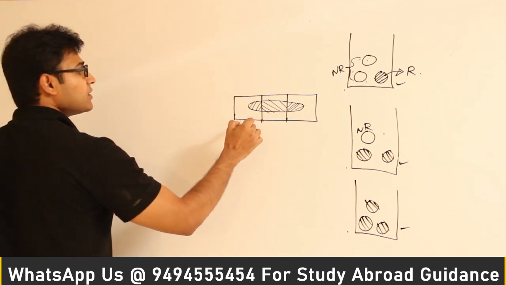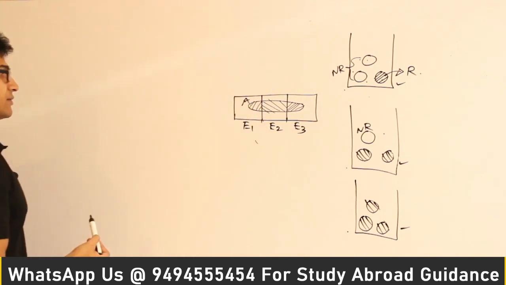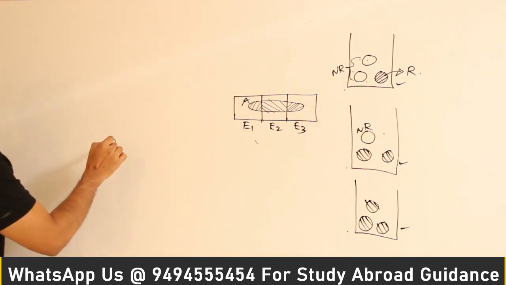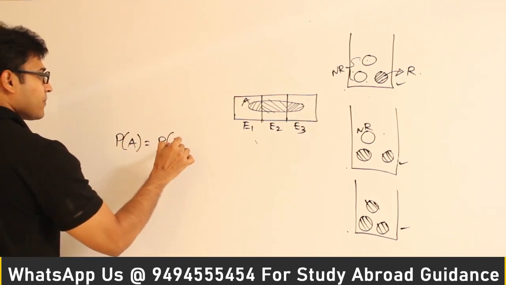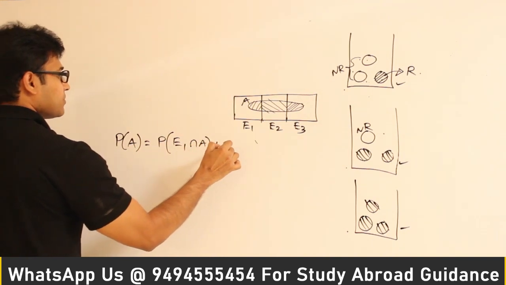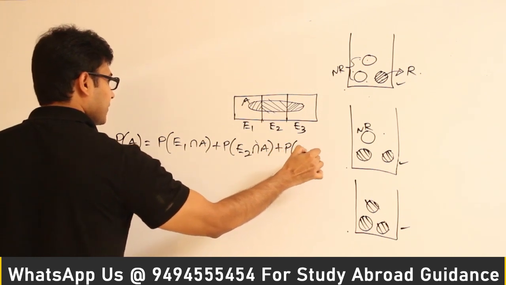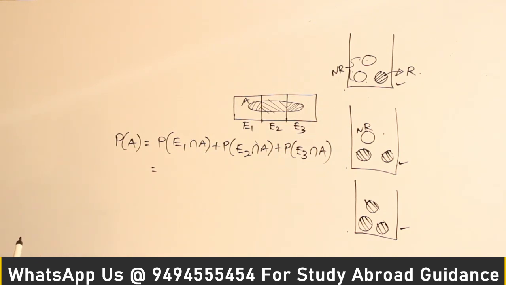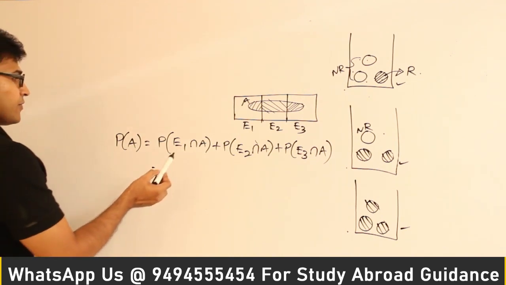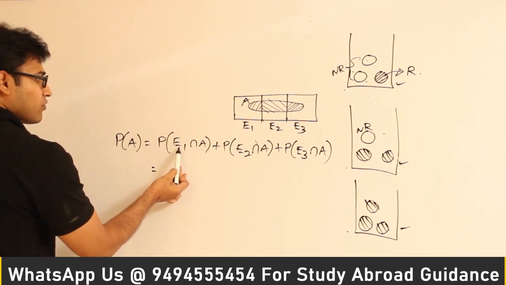So let us say this is event E1, this is event E2, this is event E3, and this event is A, right? Then what does the total probability say? Total probability says that P of A is equal to P of E1 intersection A plus P of E2 intersection A plus P of E3 intersection A. Got it? And now what about P of E1 intersection A? Now you can use the conditional probability. The reason is the probability of getting a red ball actually depends on what type of bag it is.